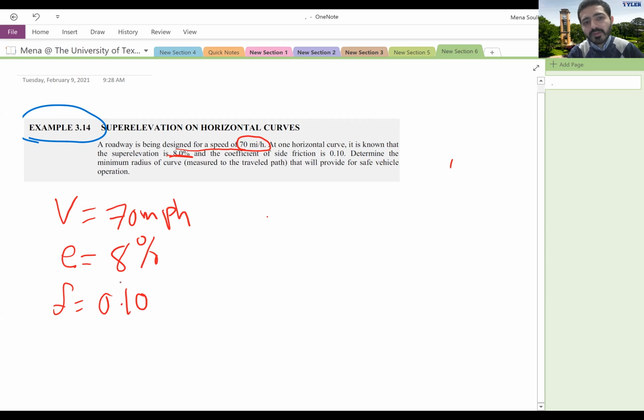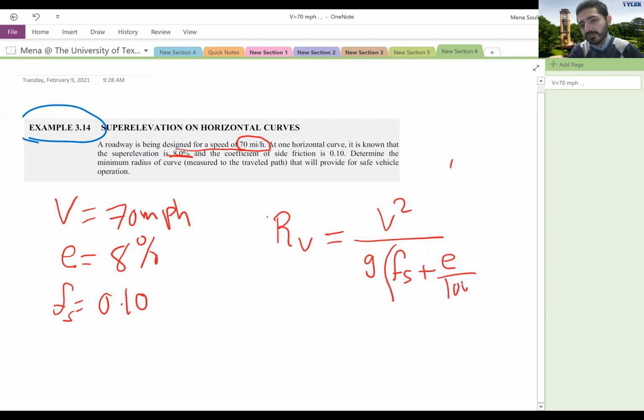Determine the minimum radius of the curve. So we need now to get the R, or what we call the RV. So how can we get the R? If you recall from last lecture or a couple lectures ago when we derived the equations for the minimum radius, it's the speed squared over g times fs, that is fs, the side friction, plus e over 100. So that's a straightforward question. We can do it from the equation, or we can pick it up from the table that's in your textbook, with some correction that I found needed to be made on that table.